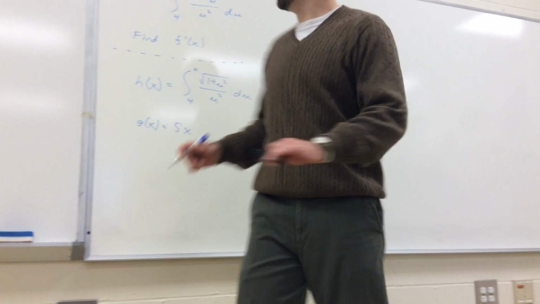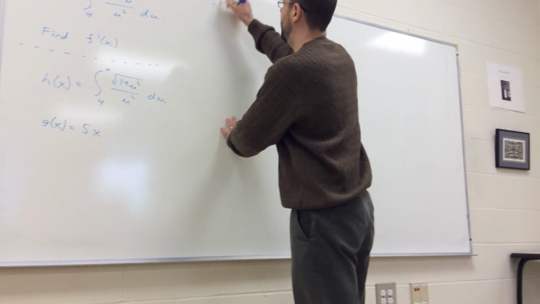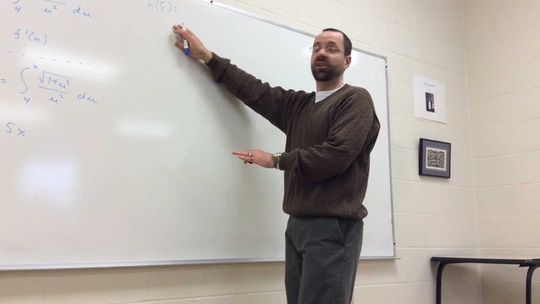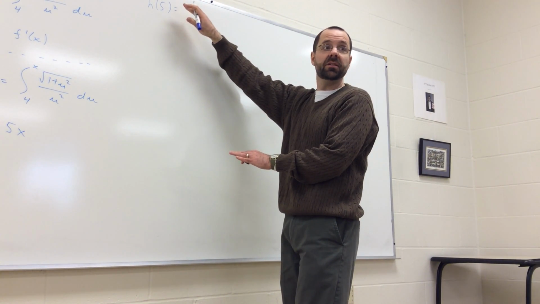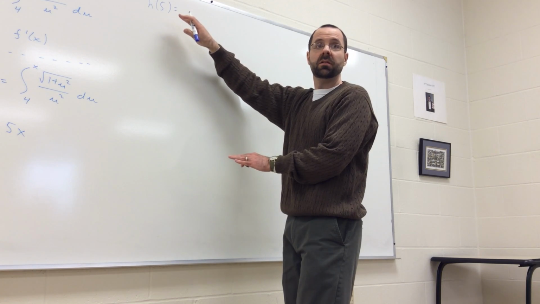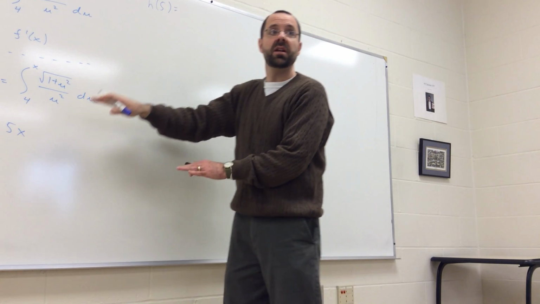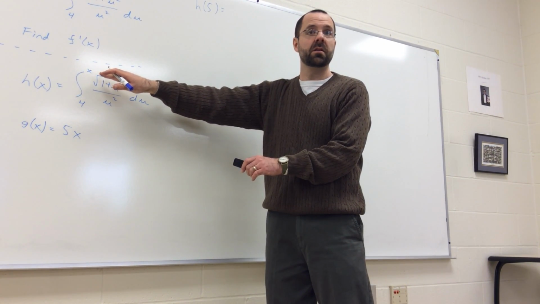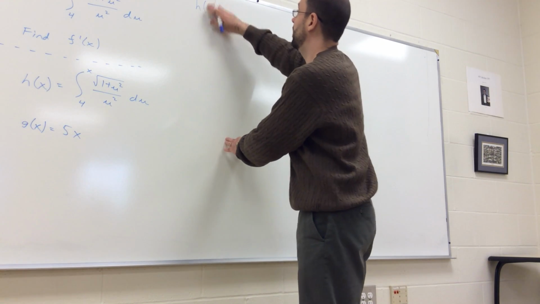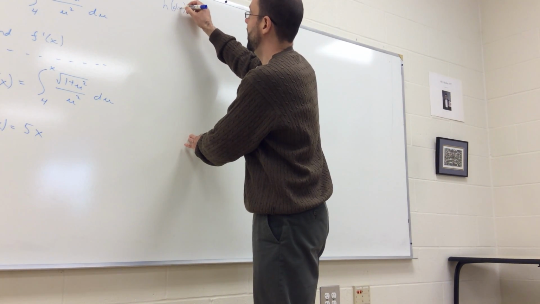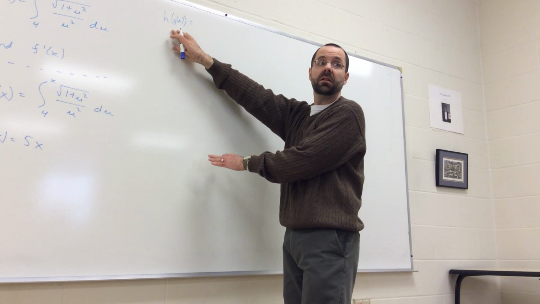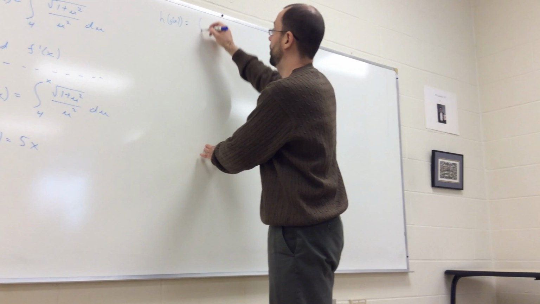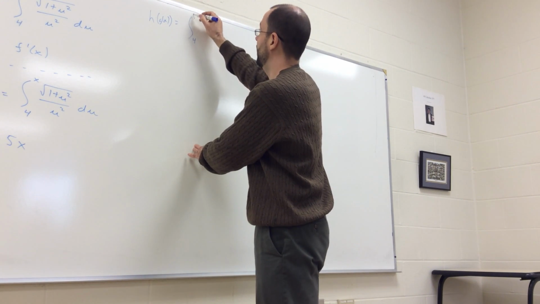Okay, so if I plug 5 into h, then I would find the area from 4 to 5, right? If I plug 7 into h, then I would find the area from 4 to 7. So if I plug 5x into h, then that would be the area from 4 to 5x.